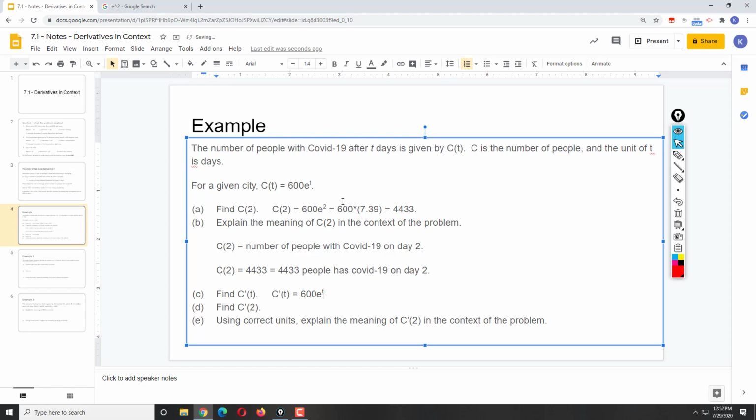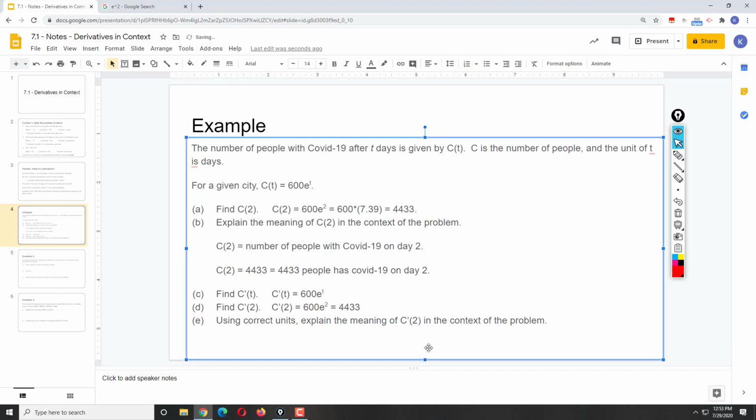Well, so that means that C prime of 2 is going to be again 600 times e to the 2 power. We already did that in part B. It's again 4433. But C of 2 and C prime of 2, while they have the same number, mean different things. The meaning is different.